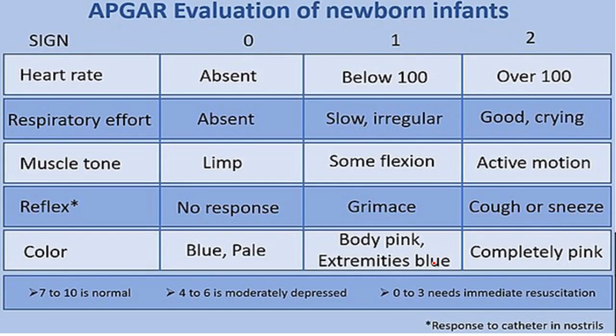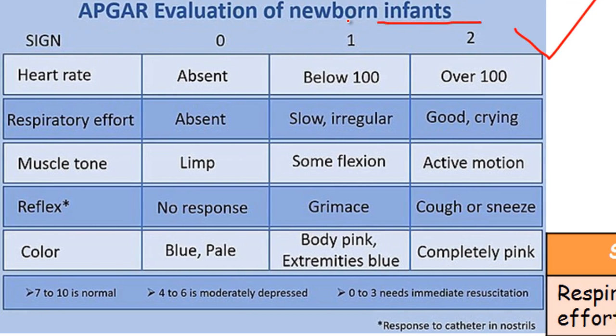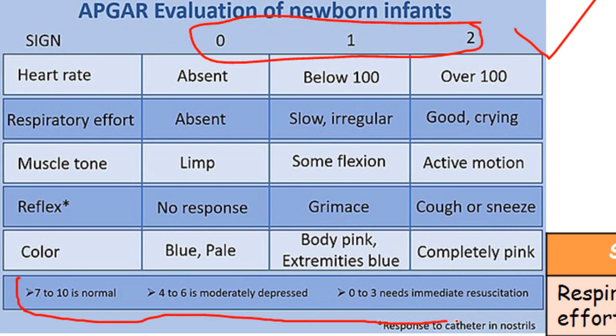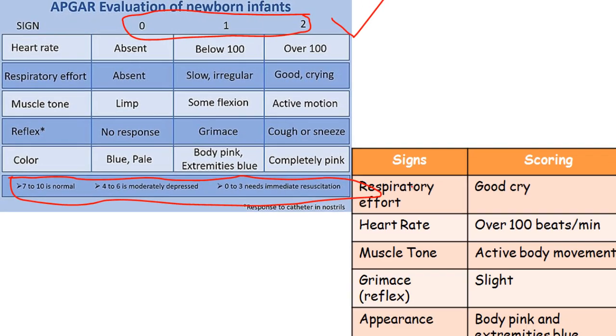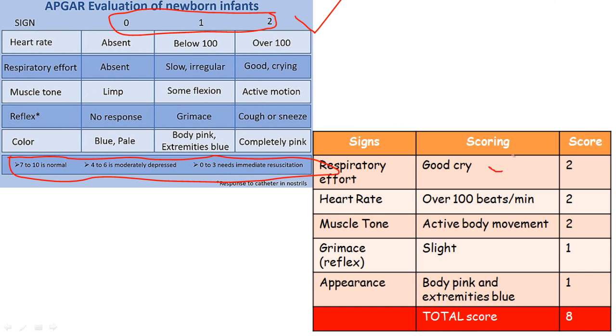Here we'll see the explanation. So this is the normal APGAR score assessment and that scoring pattern also. So this was the scoring, and here you can see the interpretation of the result. Here we'll see the respiratory effort, the good cry. That means the baby who is having a good cry gets a score of 2, and the heart rate over 100 beats per minute. So here in the chart you can look, you can give a score of 2. And muscle tone, active body movement. So in that kind of case, again we go with a score of 2.